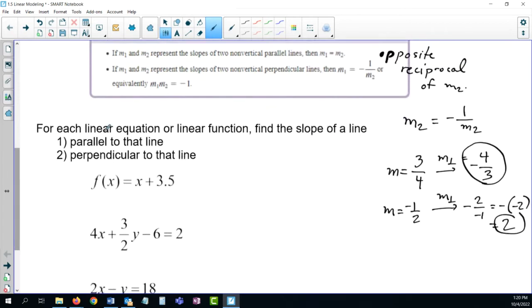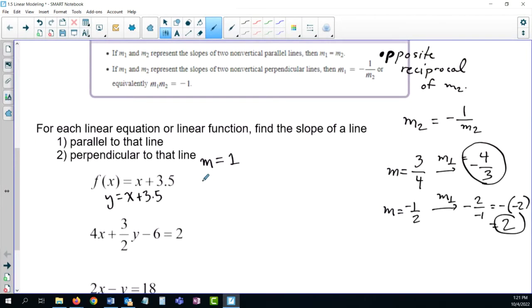So the question is, for each linear equation or linear function, find the slope of the line that's parallel and the line that's perpendicular to the line. So just the slope, don't overdo the question here. The first one we talked about before, f of x is equal to x plus 3.5. Remember, f of x is fancy y, so if it helps you, y is equal to x plus 3.5. That looks like my slope-intercept form. So what is the slope of the line? Well, the x doesn't have a coefficient in front, so it's an understood 1.